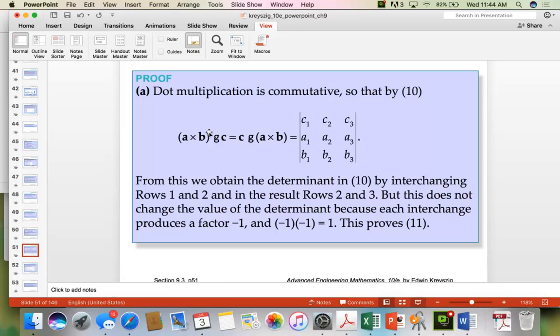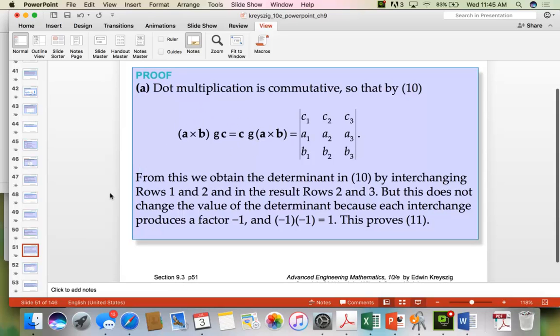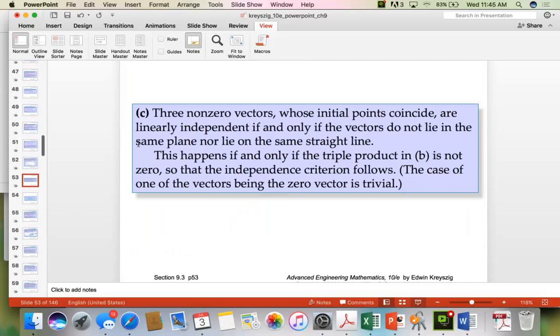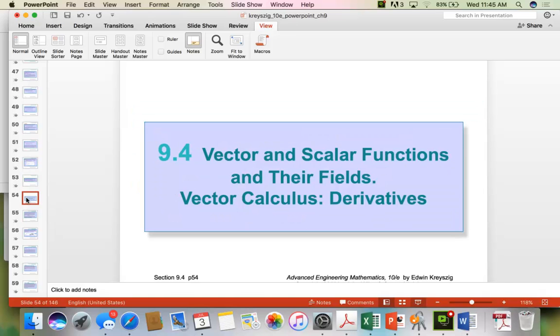Dot multiplication is commutative, so it doesn't matter if you do the cross product first and then the dot. It doesn't matter which side c is on; it's the same no matter how that is. And then we will skip over this because we're not really concerned with spatial properties. We can say that three non-zero vectors whose initial points coincide are linearly independent if and only if the vectors do not lie in the same plane or on the same straight line. That's a consequence of linear independence, and once again, that can go beyond 3 dimensions into multidimensional space.